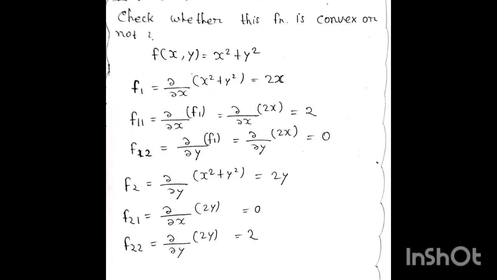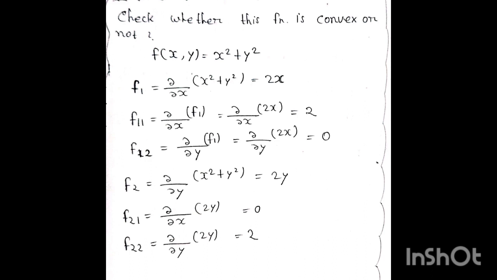Now let us check the convexity or concavity of a function with respect to two variables. If there are two variables given in a function, then how can we check the convexity of the function? Here f(x,y) = x² + y². At first we have to find f1. F1 is basically the partial derivative of x² + y² with respect to x, so the value will become 2x. Then we have to find f11, which is the partial derivative of f1 with respect to x, that is the partial derivative of 2x with respect to x, and that will become 2.